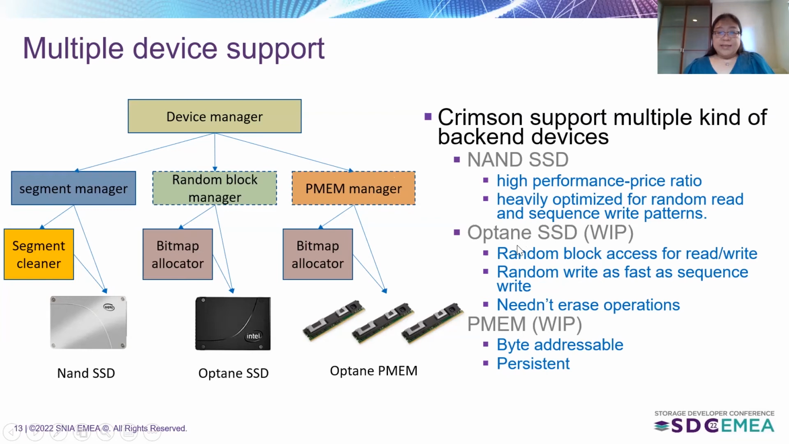And Optane SSD has random block access for read and write. Random write is as fast as sequential write.